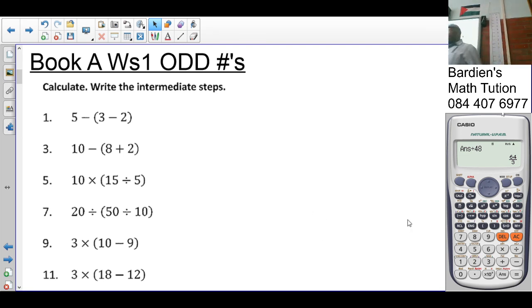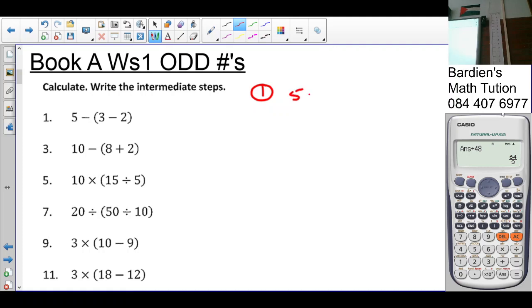And so I take it at this point you guys have completed. People, this is what I want to see. Okay, remember BODMAS all the time. So we write down the sum: 5 minus 3 minus 2. So that needs to be done first.